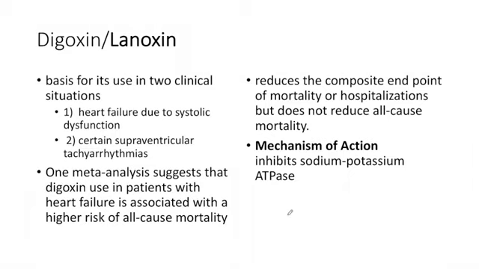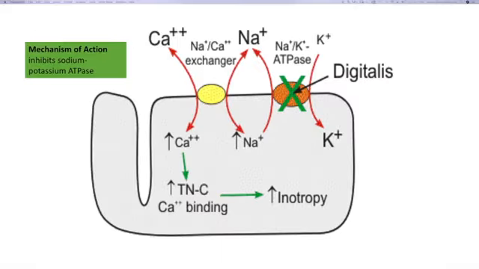There is a meta-analysis that came out that DIG in patients with heart failure is associated with a higher risk of all-cause mortality. These are difficult drugs to manage. So it inhibits sodium-potassium ATPase. Inhibition of the sodium-potassium ATPase pump in the myocardial cells results in a transient increase of intracellular sodium and promotes calcium influx via the sodium-calcium exchange pump, which leads to increased contractility. Here is the fact that you're blocking the sodium-potassium ATPase.